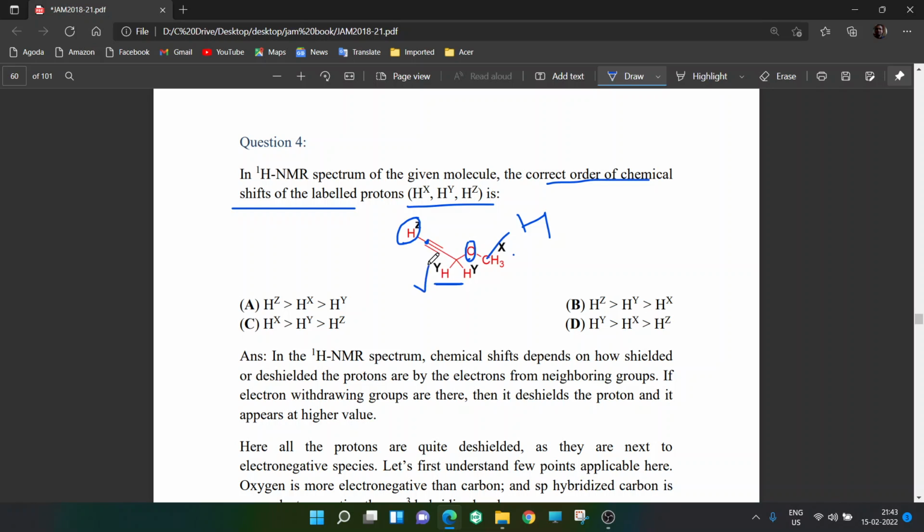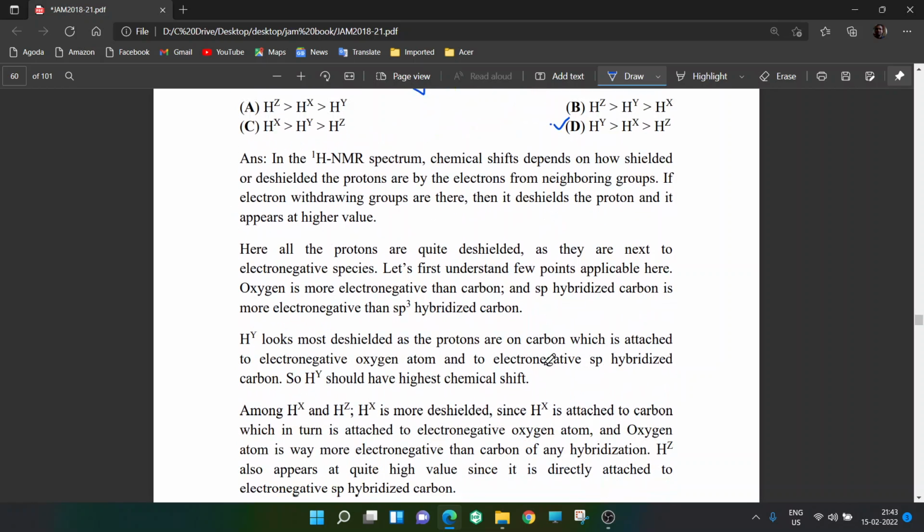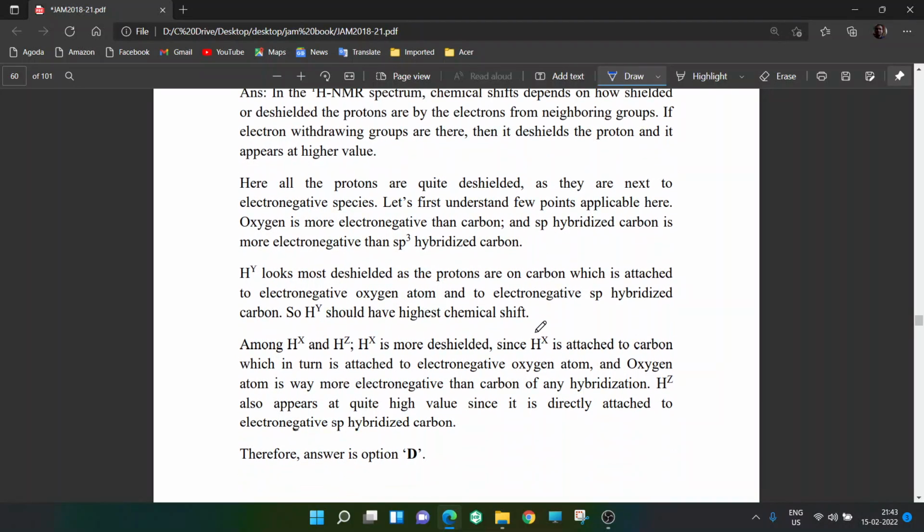So I would say HY is greater than HX, which in turn is greater than HZ. So HY is greater than HX, yeah. So D should be the answer. Whatever I said, I must have written here. You can read it slowly. Okay. So the answer is option number D.